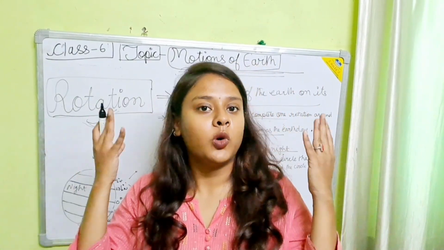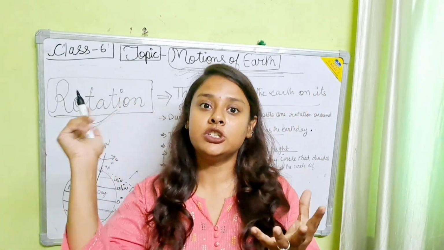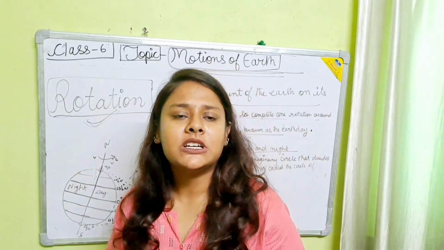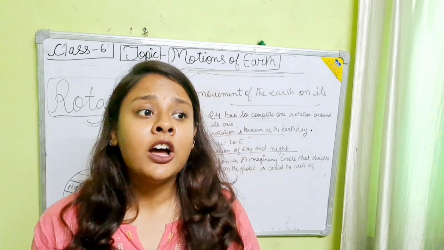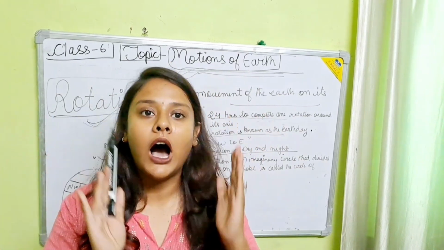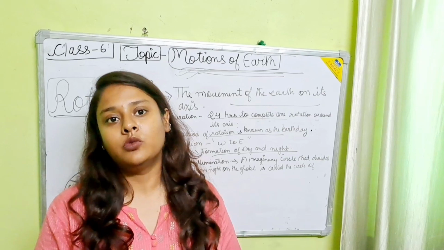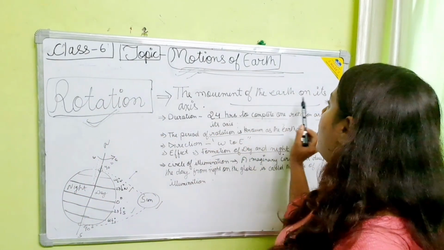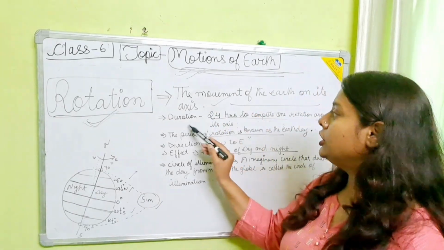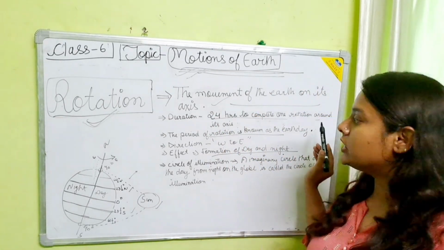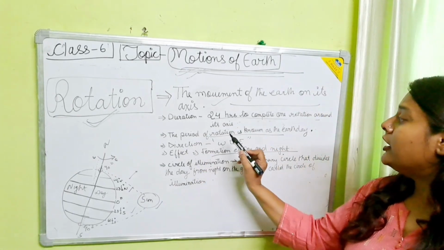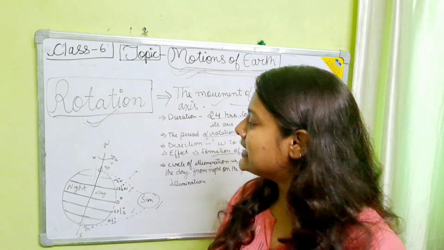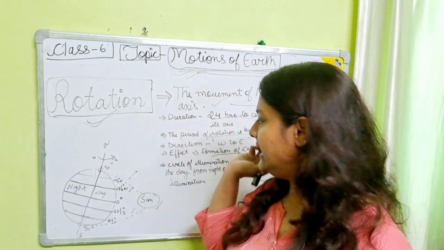All of us know what rotation is. The movement of Earth on its own axis is called rotation. How much time does Earth take to rotate around its own axis? It takes 24 hours. Earth takes 24 hours to complete one rotation. You can see here, the movement of Earth on its axis is called rotation. Duration: 24 hours to complete one rotation around its axis. The period of rotation is known as the Earth day. Direction, I have told you so many times: Earth rotates from west to east.